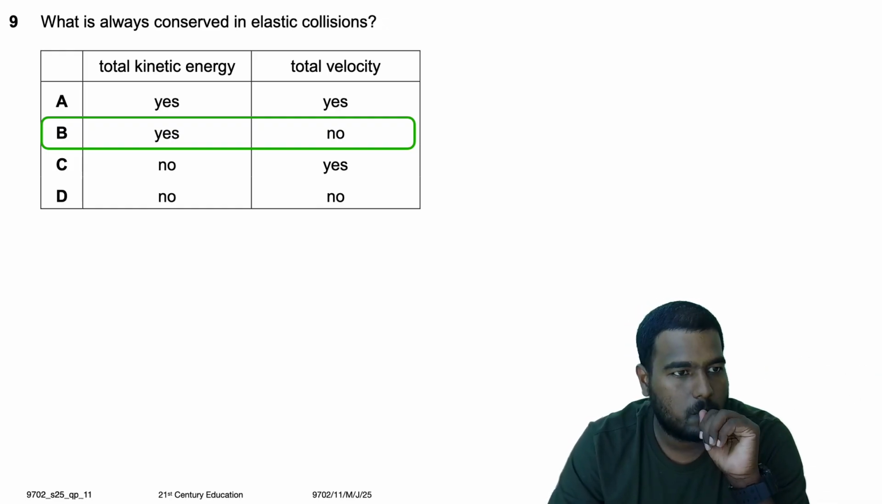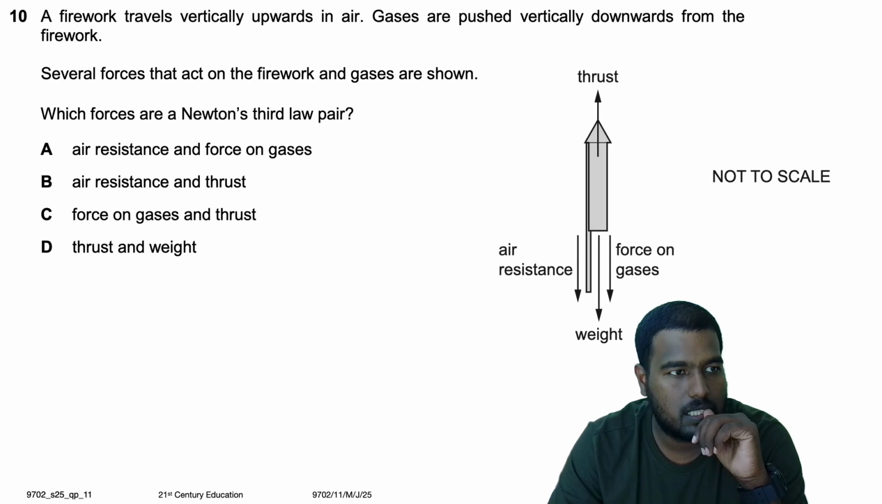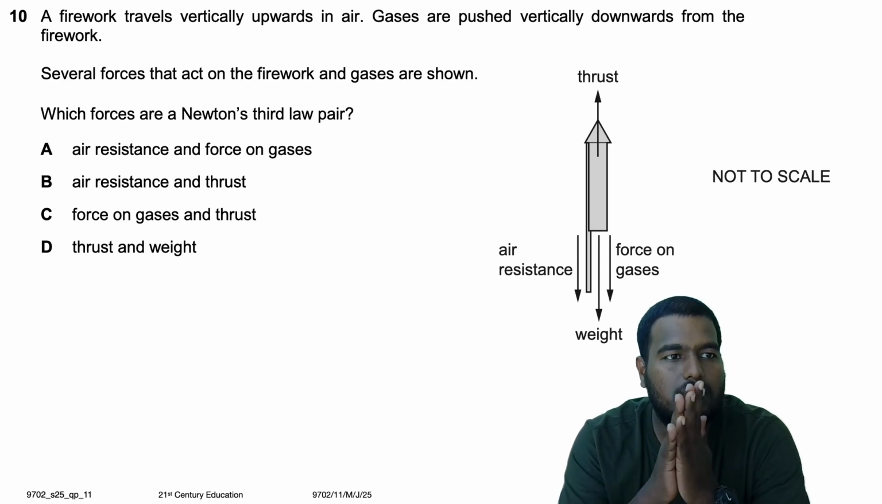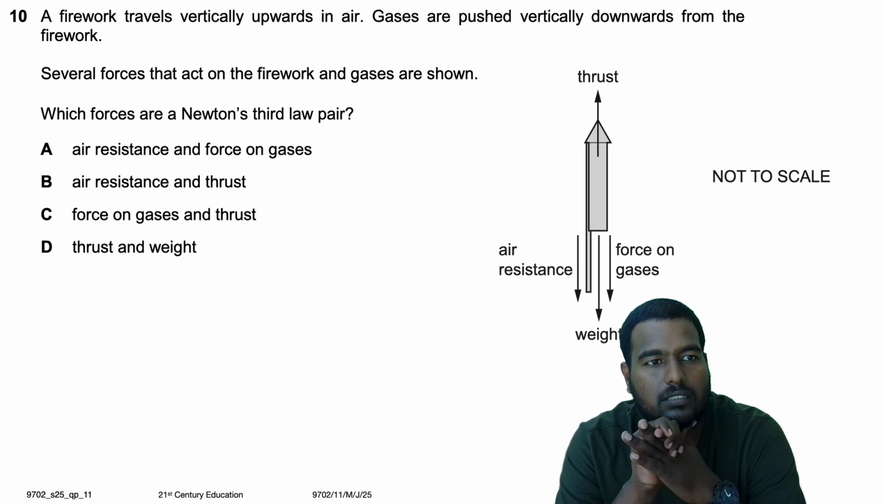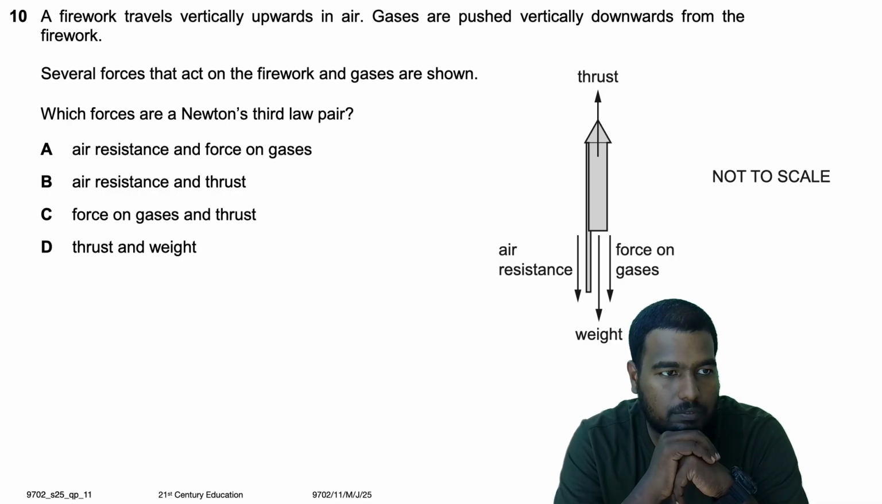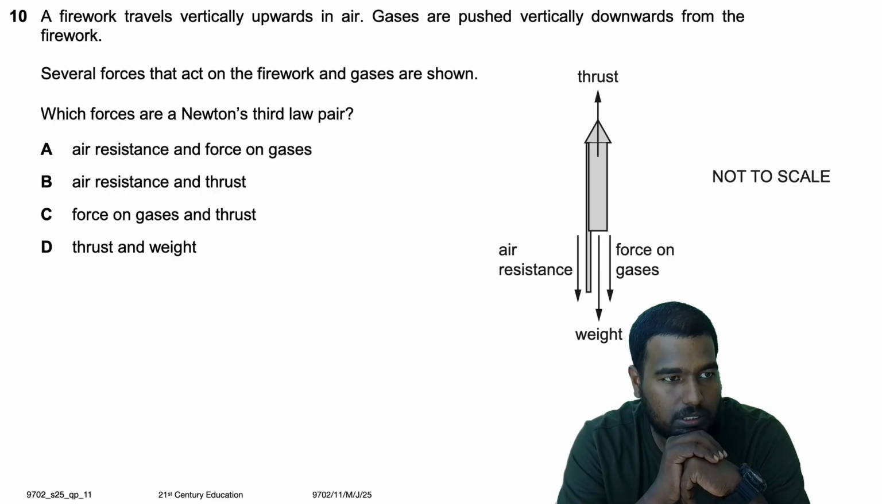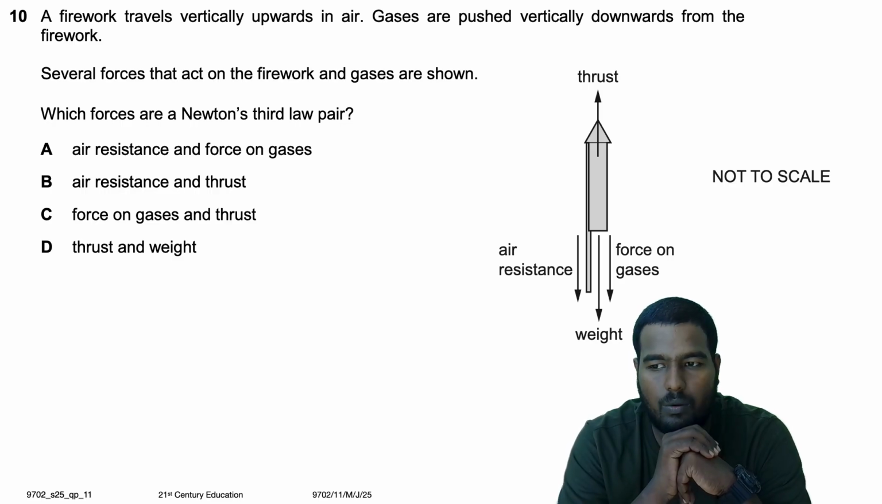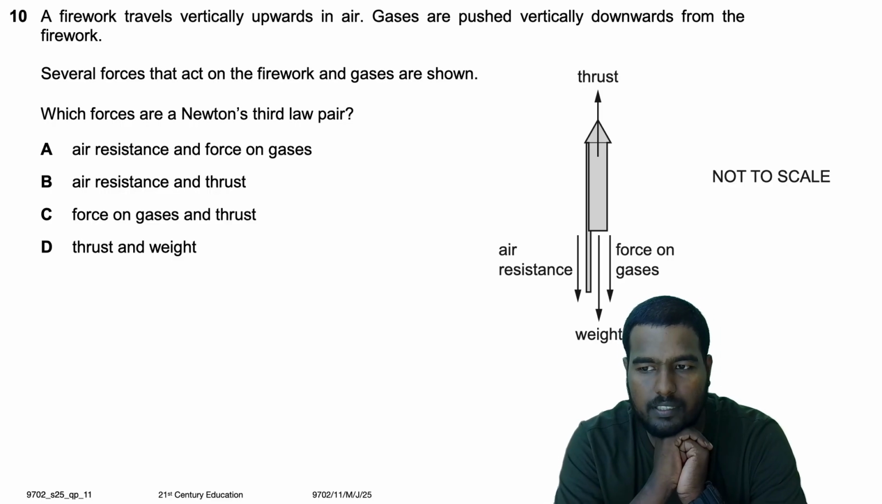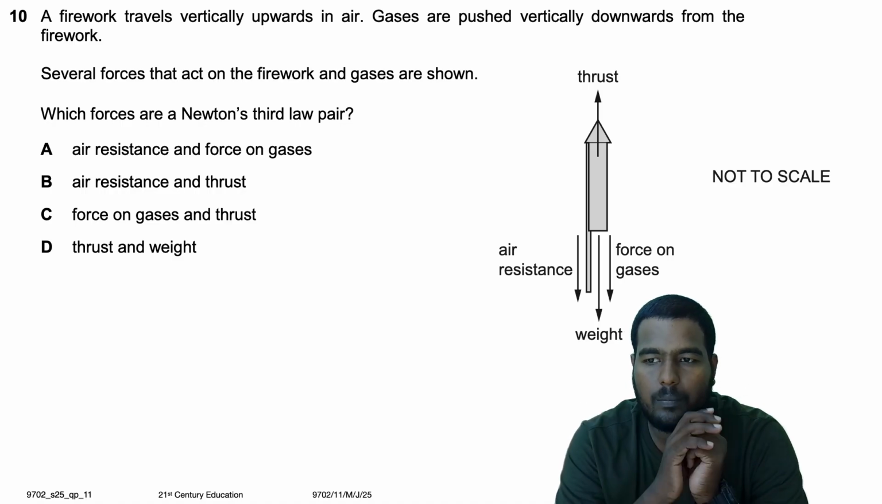Okay. Good. Nice question. A firework travels vertically up in the air. Gases are pushed vertically downwards from the firework. Several forces act on the firework and gases. Which forces are a Newton's third law pair? So what is the condition for Newton's third law pair? It should be equal and opposite.